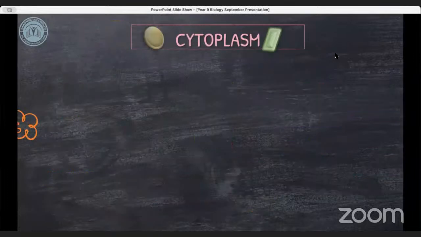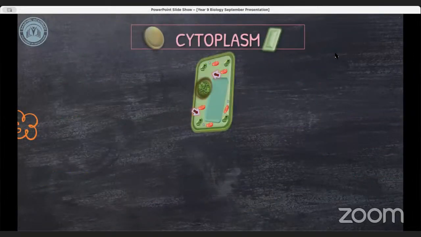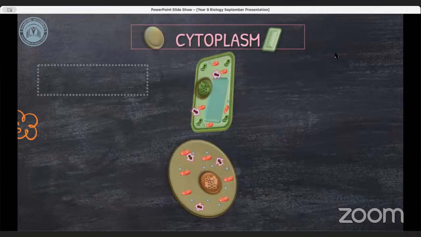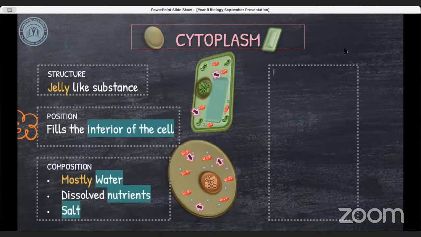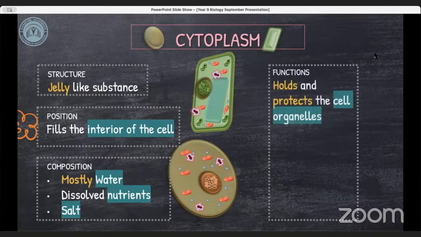It controls what goes in and out of the cell. Right, Shiva? The next one is the cytoplasm. It is a jelly-like watery substance. It contains water, dissolved nutrients, and salt. Very important because most of the chemical reactions happen in the what? The cytoplasm, right?